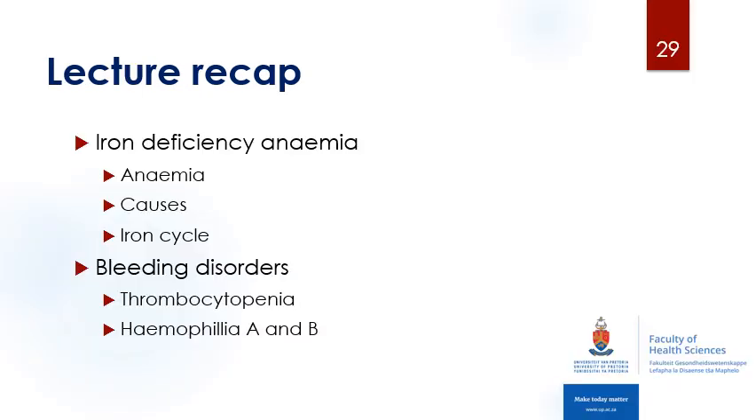So this brings us to the end of this lecture on pathophysiology. In this lecture, we discussed iron deficiency anemia. So anemia, if you remember, is caused by a decrease in your red blood cell numbers or in the amount of hemoglobin. We discussed the different causes of iron deficiency anemia and also discussed the iron cycle. And then lastly, we spoke about some bleeding disorders. We mentioned thrombocytopenia and hemophilia A and hemophilia B.